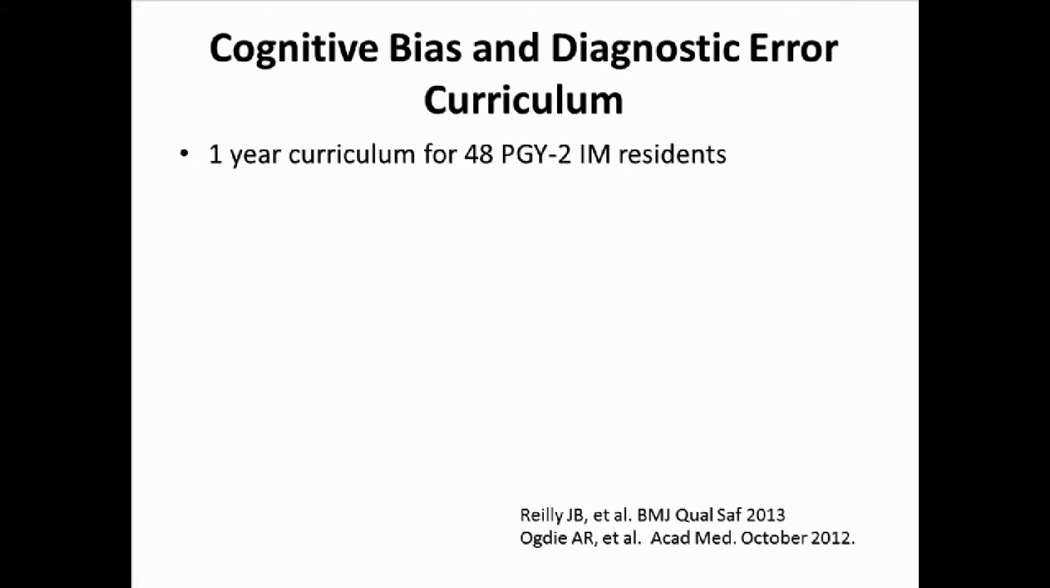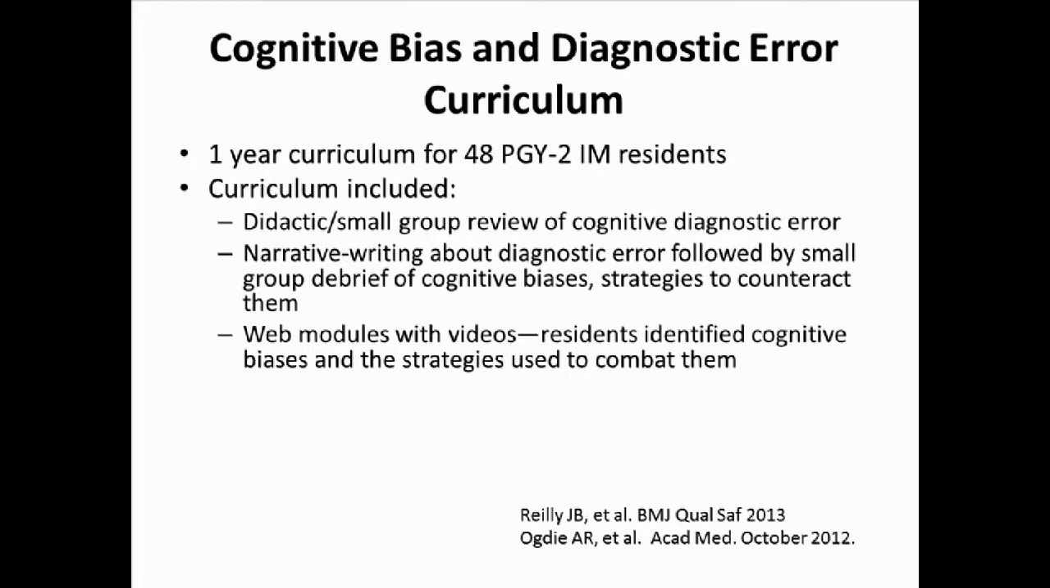So what have people done in terms of curriculum and in terms of training people to kind of think this way? So there was one curriculum at Penn. They got 2 papers out of it. It's the same curriculum, really. But the curriculum included a didactic small group review of cognitive diagnostic errors. So it was just information dump. Then they kind of thought about their cognitive errors or things that they have seen, and they made them reflectively write about them. And then they did some web modules with some videos.